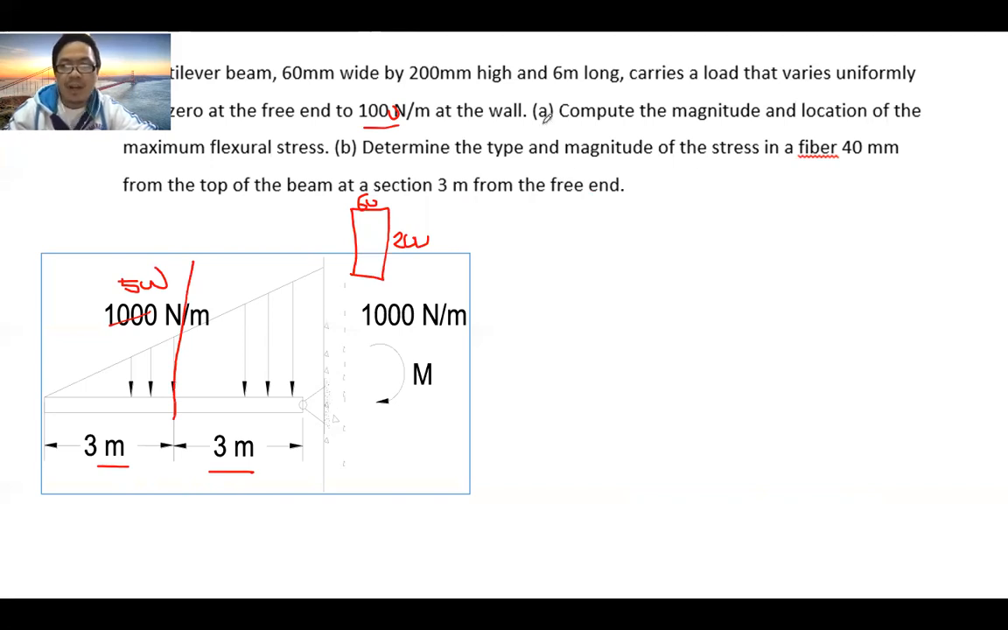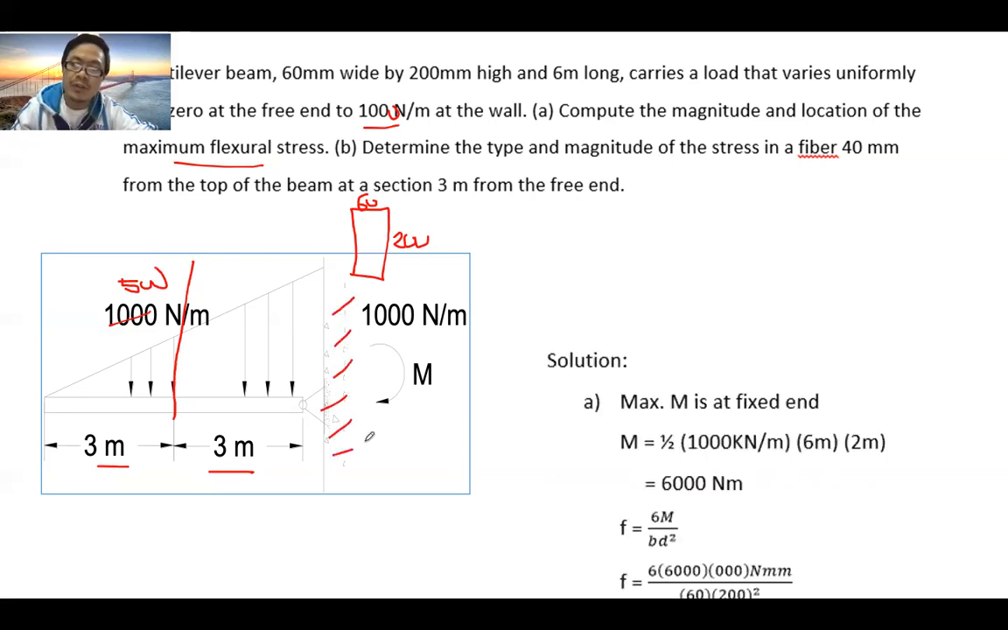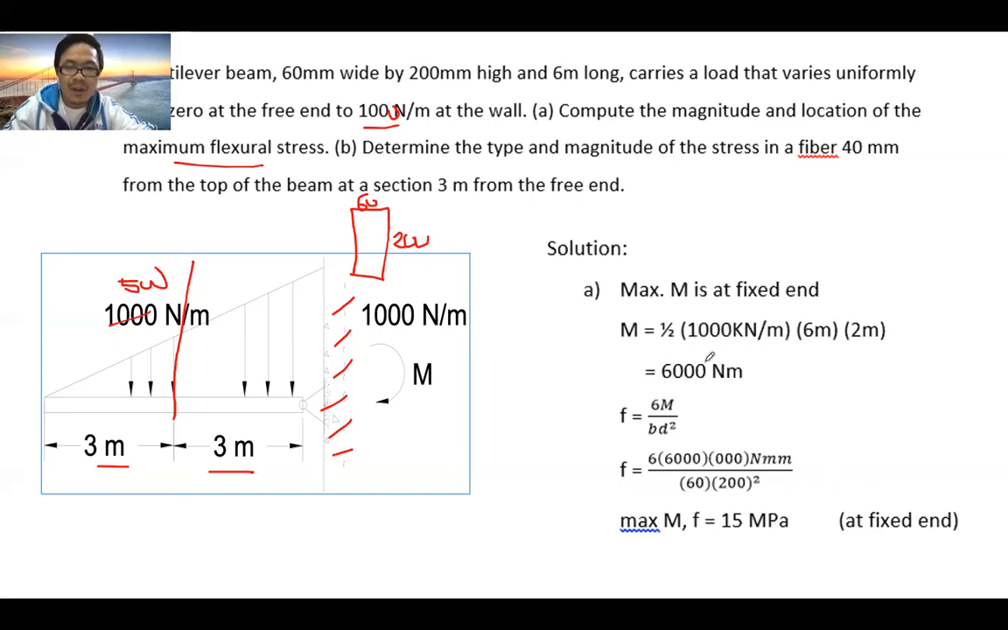Okay, sa problem, kailangan natin compute the magnitude and location of the maximum flexural stress. So first, if you're going to compute the magnitude and location of the maximum flexural stress, so we get the maximum moment. And the maximum moment, obviously, is occurring from this, here from this support. Okay, so from the formula itself, ito lang kailangan natin, na formula. From this formula, we need M. So ito lang, take moment here.